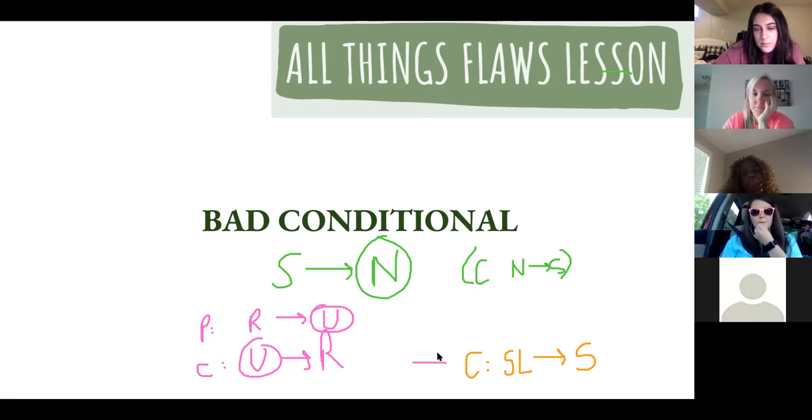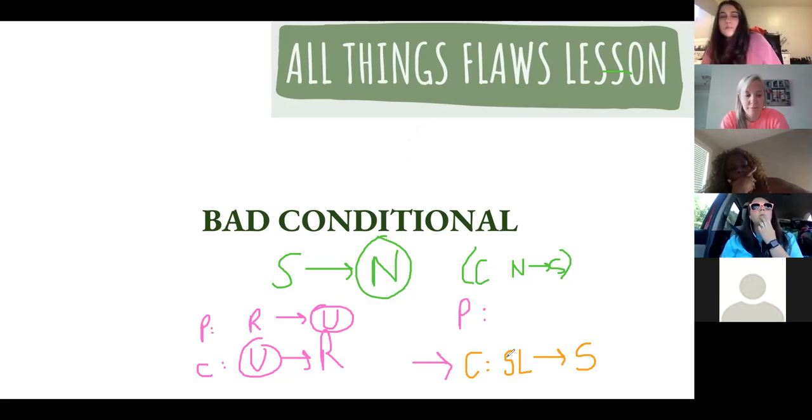So if we were going to make this flawed, what would be the premise? Let's say that this is a flawed argument. What would be the premise that would make this flawed, as if acting as if necessary is sufficient? What would be that statement? And type it in the chat. I'm making you guys think extra hard this morning.